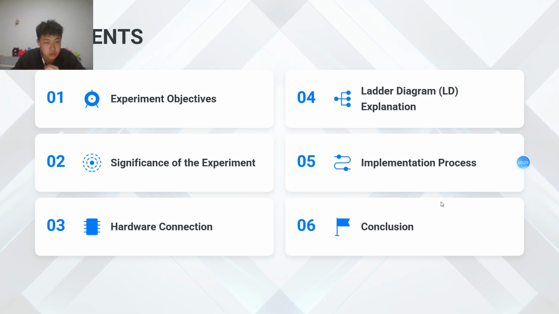The first part is experiment objectives. The second one is significance of the experiment. The third one is hardware connection and ladder diagram explanation and implementation process. Then the conclusions.